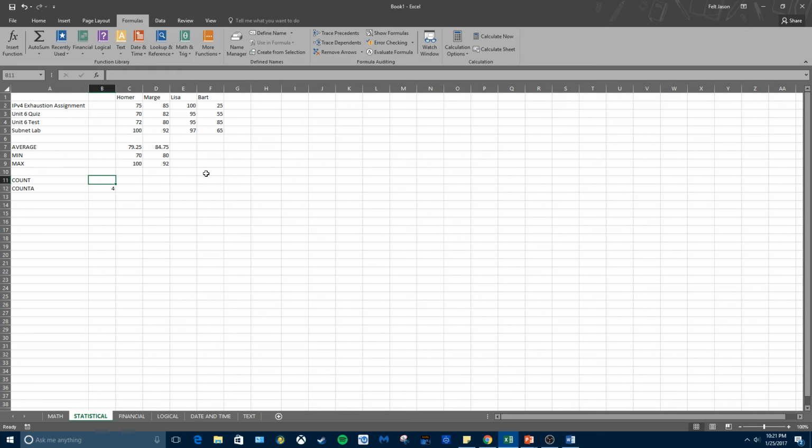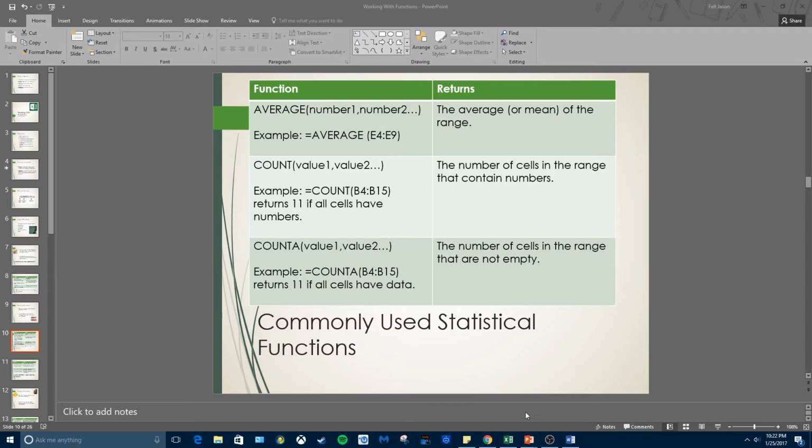All right, so count. So we're going to count numbers now. So equal, count, and keep in mind, just because it counts numbers does not mean you're summing it up. You're counting to see how many cells have numbers in them. So I have how many assignments? 4. Okay. Now if I try using count with these names, that's going to be 0 because it's numbers. Count A is text. Okay. So moving on.